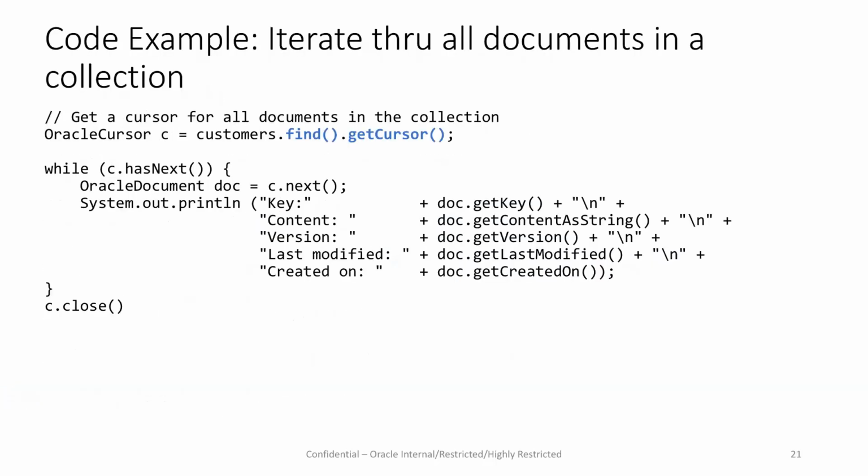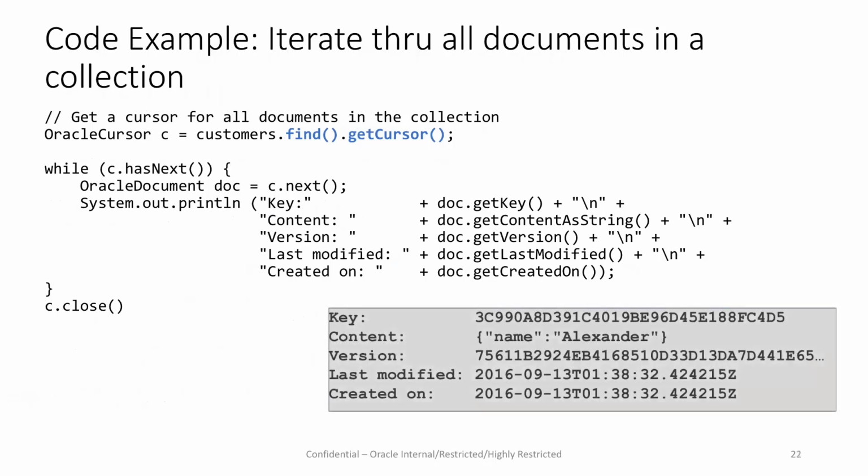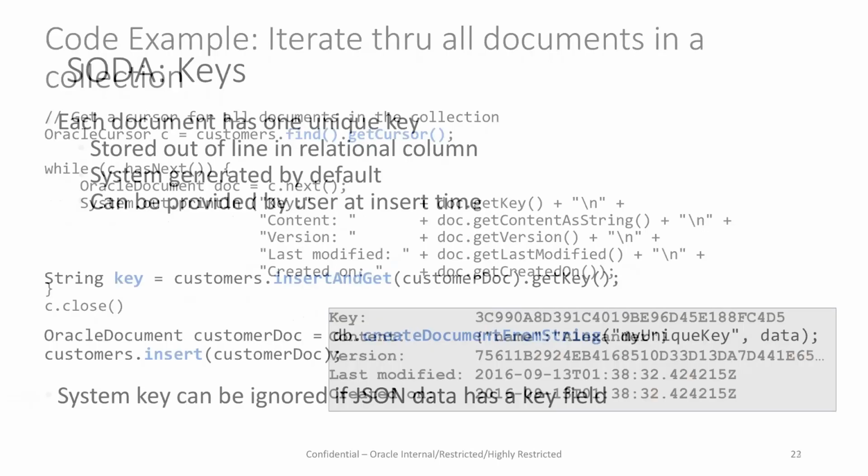And you can iterate over all the documents in a collection. So there is a cursor object, and you can iterate over it, and you can extract the key and the content and also version and last modified. Those are the column names that I did not create using this custom collection descriptor. So that's the back end.